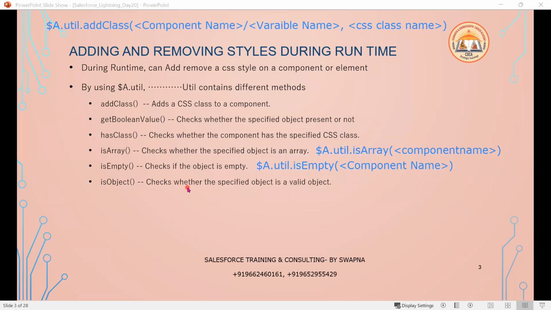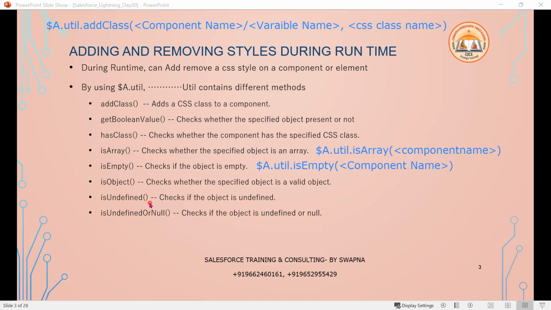And the next one is isObject. This is going to verify whether the specified object is valid or not. So this is also $A.util.isObject, and within the isObject we have to specify the component. Now isUndefined is going to cross-verify whether the specified component is undefined or not. This is also a single parameter: $A.util.isUndefined.